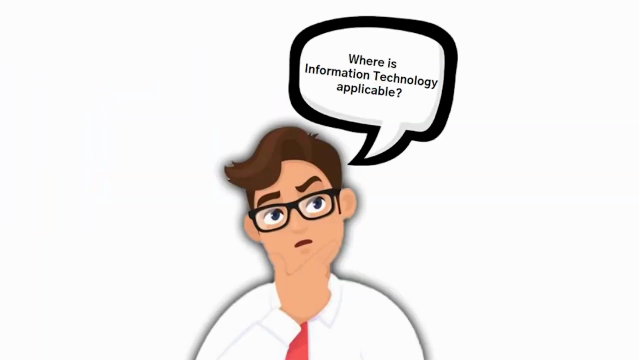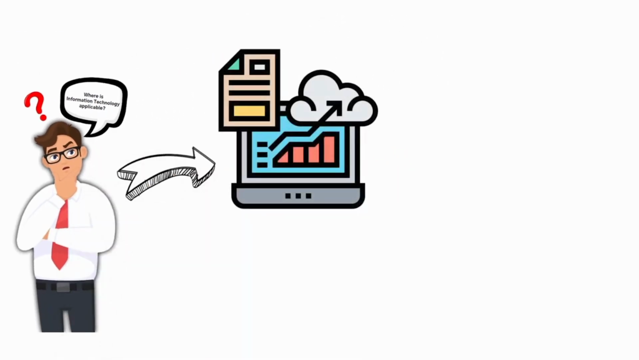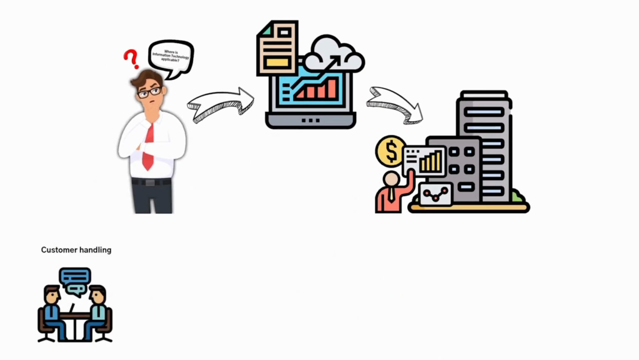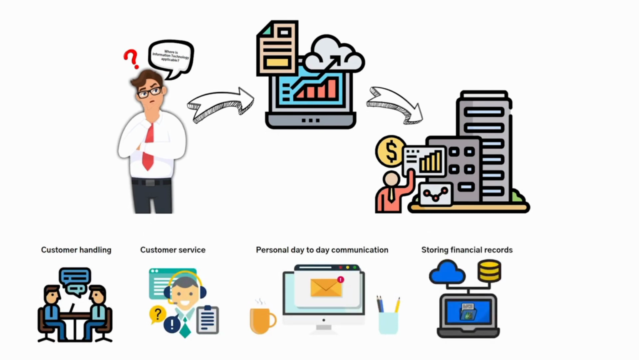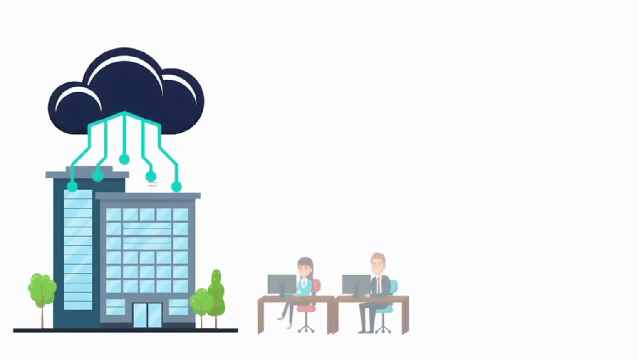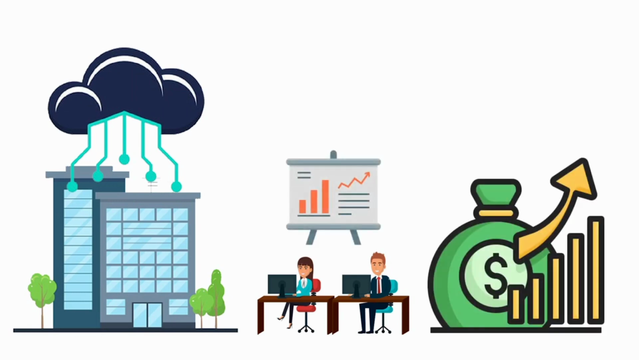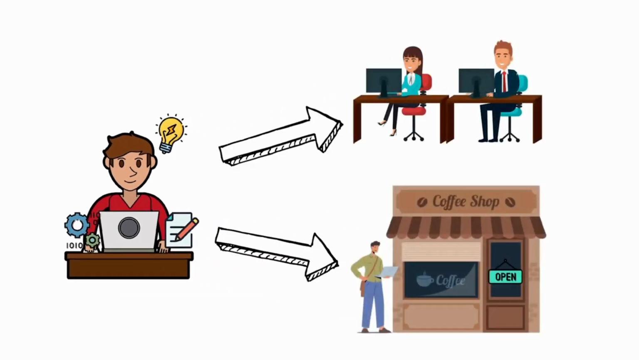So where is information technology applicable? From the general information above, information technology plays a significant role in business. Some examples of this would be customer handling, all the way from handling customer service, personal day-to-day communication, storing financial records, and all other human activities that deal with handling electronic data. Information technology is essential to the day-to-day operations of a business, and even more important when it comes to scaling your business to make more money. And this is why learning the skills of information technology is incredibly valuable whether you want to get a job or start your own business.